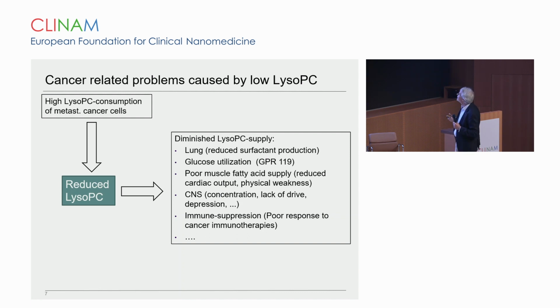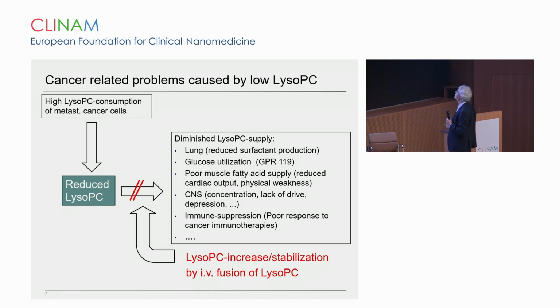This might be in part due to the fact that there is only a poor muscle fatty acid supply, low Lyso-PC levels. Most of our cancer patients have a lack of drive, lack of concentration, which might be due to the fact that there is only a reduced Lyso-PC uptake by the brain. And very important, most advanced patients have immune suppression, and this is a real problem when it comes to cancer immune therapy. Okay, I have to speed up a little bit.